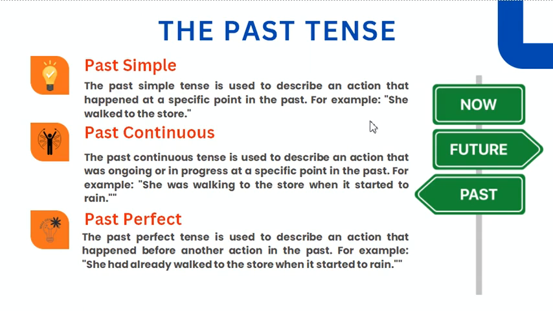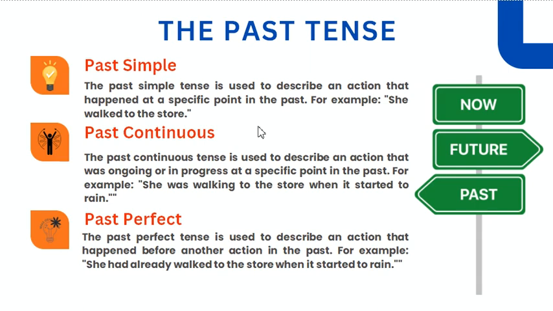You can specify that specific point with a time expression or not. That's your choice. But generally you use the past simple to express a past action which happened at a specific point in the past. So you can say she walked to the store yesterday. She walked to the store last week, or last Thursday, last Monday. You can say that. So that is the specific point.